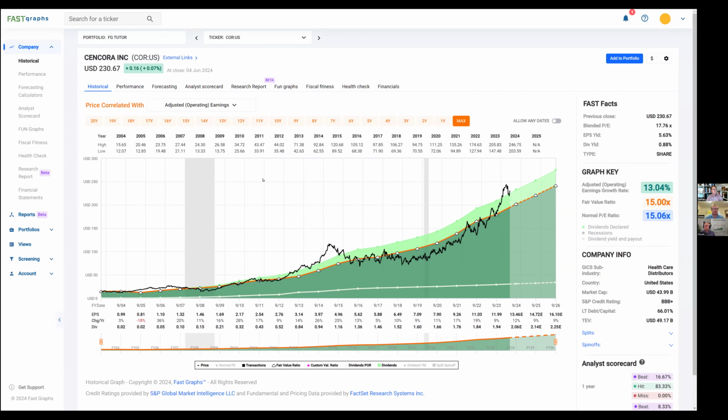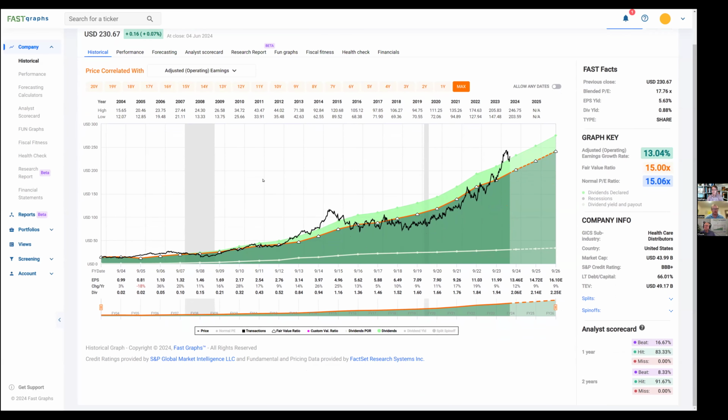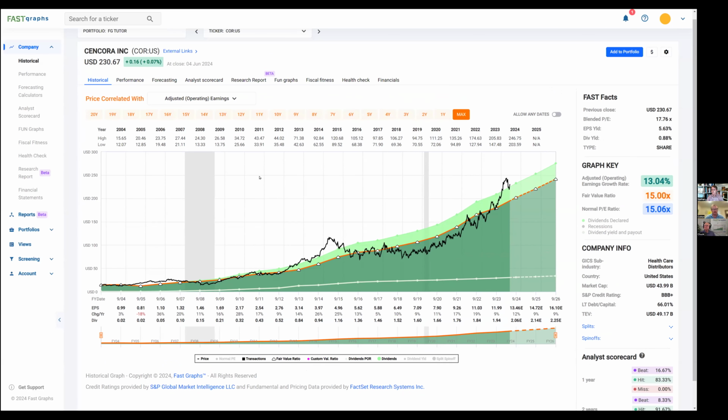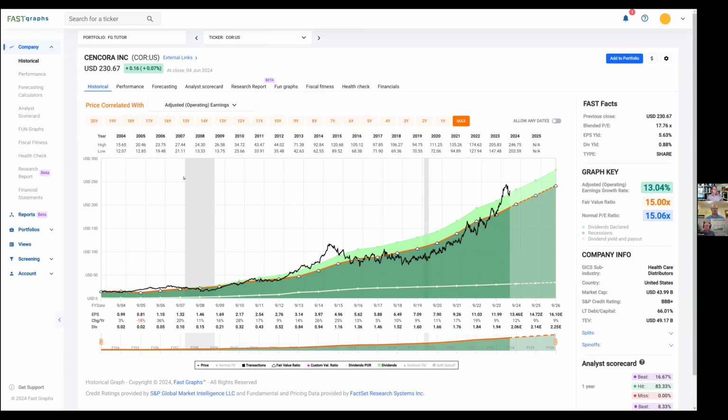I think one thing I do want to maybe take a look at now is the forecasting. Yeah. So great, thank you. So the way I use FAST Graphs is I immediately look at the historical graph, as we already iterated several times here, so I can determine what kind of company I'm looking at. What is the nature of the beast? Is it a cyclical company? Is it a high growth company? A low growth company? Have earnings been on the wane? Have they been dropping? Have they been rising? So I have that perspective.